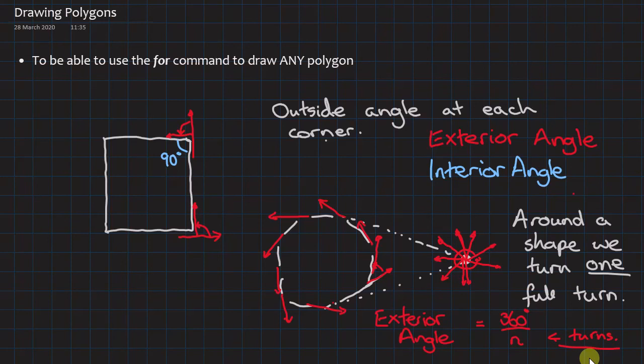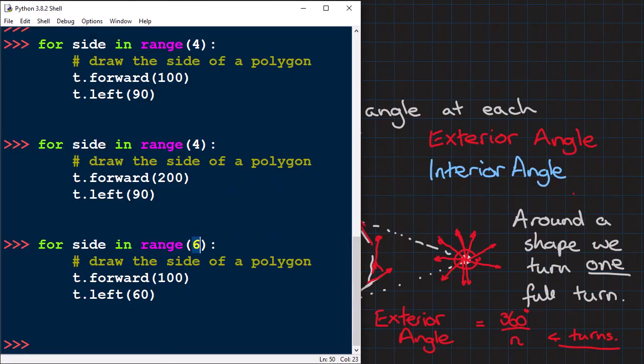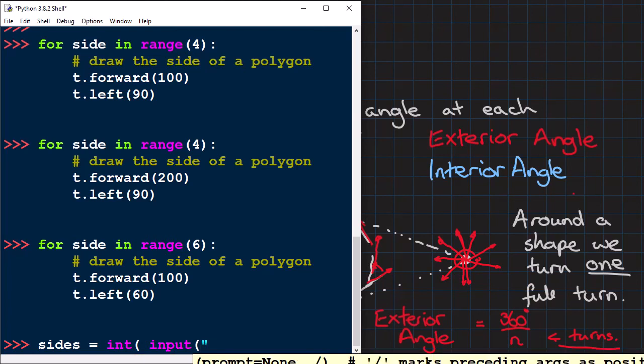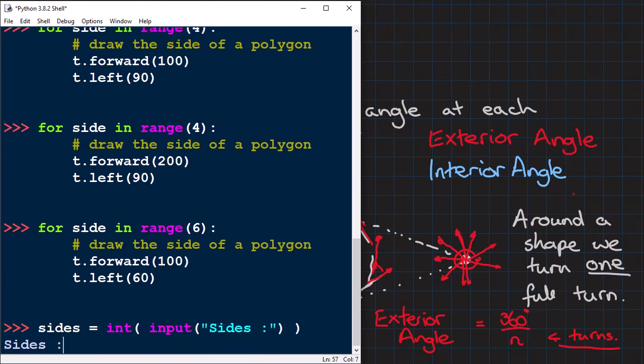So I can go back to my code, and if I decide I want a number of sides, I will show you, we'll get this from the user and we'll run it a few times. So to get from the user, I need a number of sides, which is going to be an integer from the user, so it's an input. How many sides do I want? Close the input, close the int. So it's going to pop up, how many sides do I want?